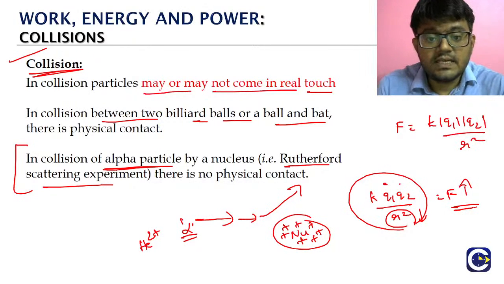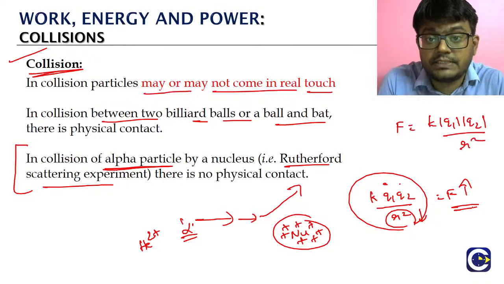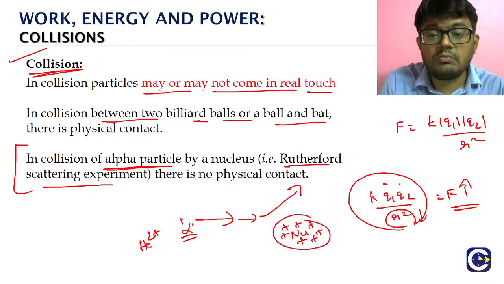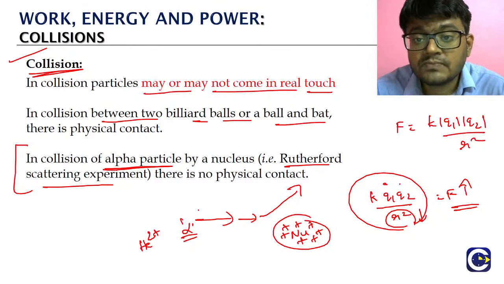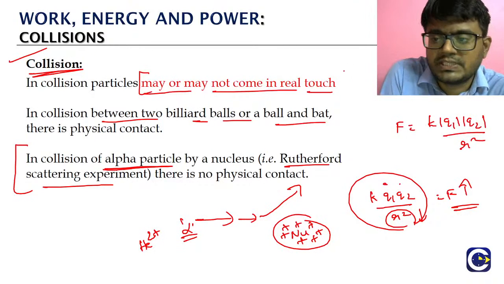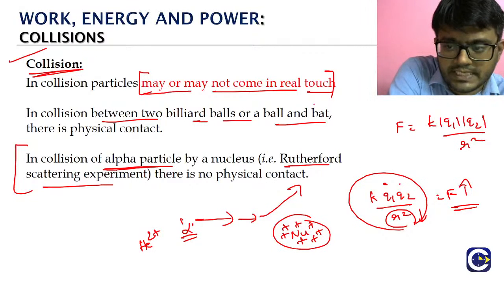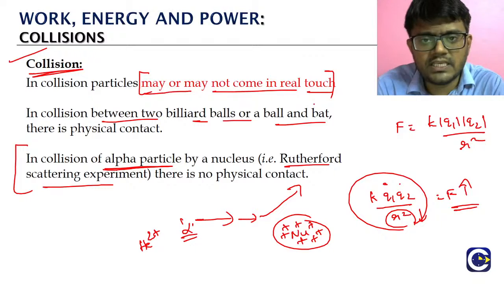So this interaction between the alpha particle and the nucleus, we also consider as a collision. While we talk about normal collisions where we have a physical contact, we can also have collisions where there is no requirement for physical contact. Sometimes we can have theoretical questions like this. There may or may not be a real physical contact, so physical contact is not a clear requirement for a collision.